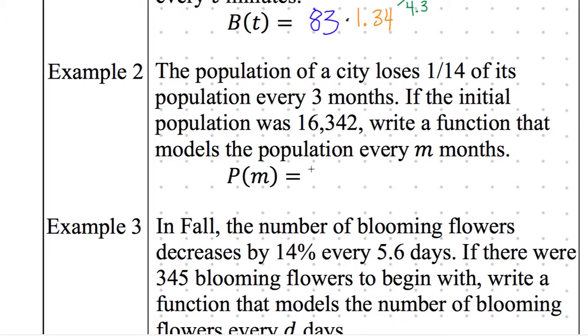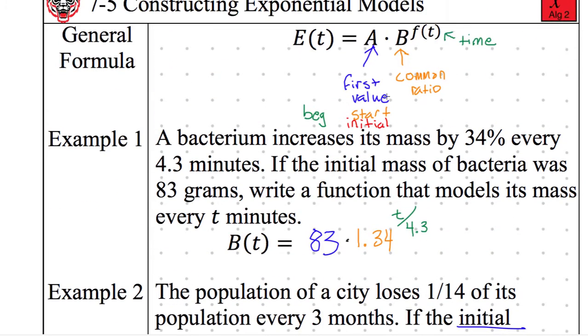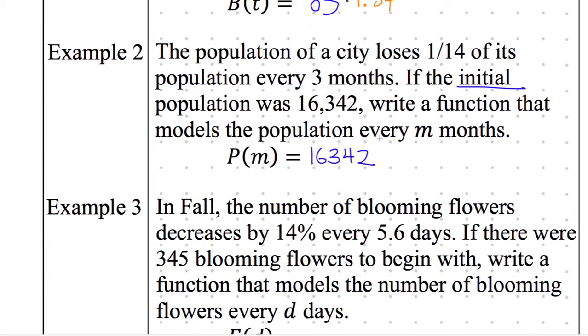16,000. Yeah, 16,342 is our initial population. It even uses that word initial. So again, initial, we wrote down initial in our notes, hopefully. All right, and then I'm going to multiply that by something.